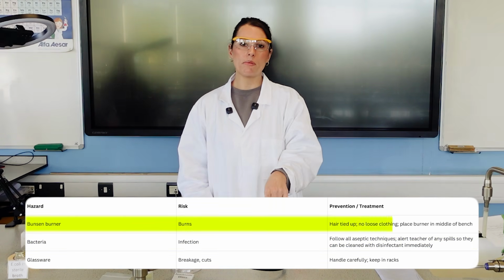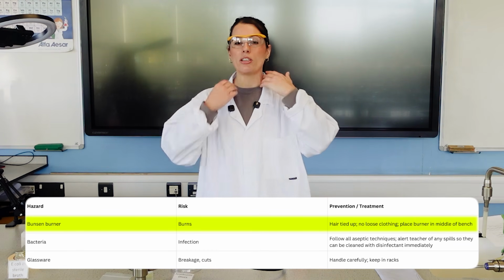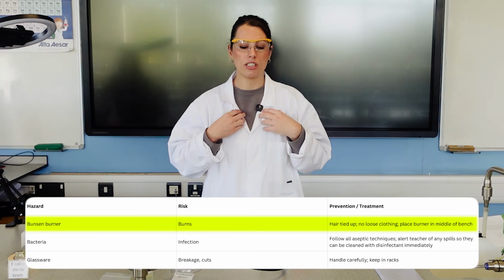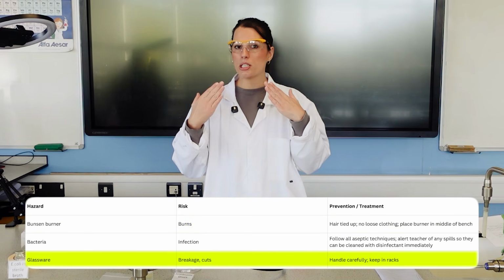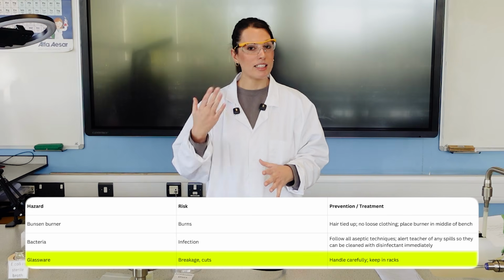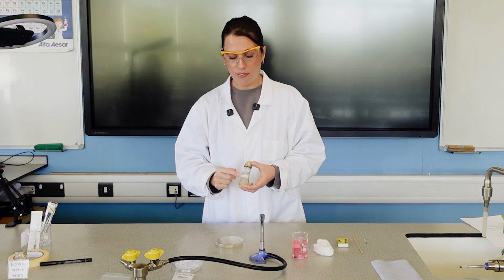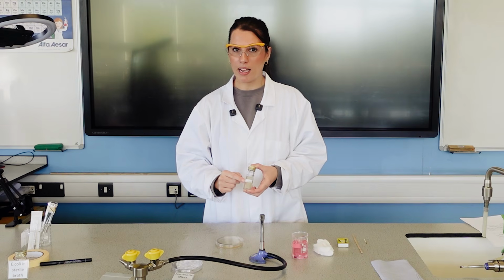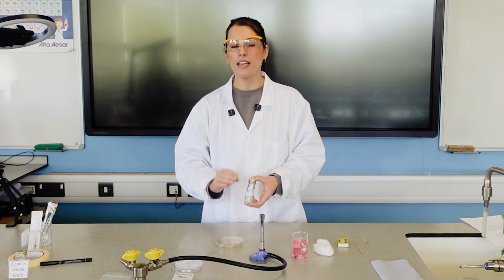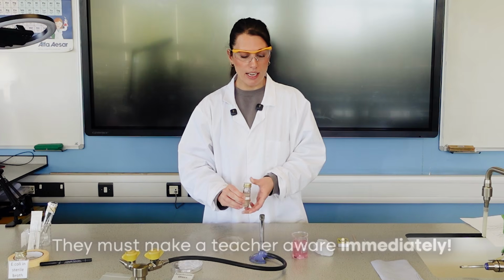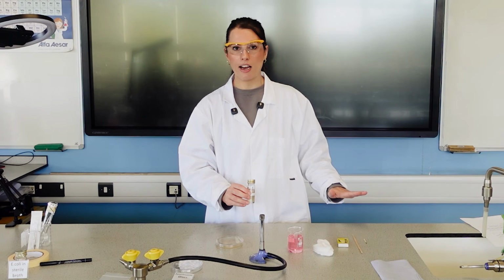Because we're working with a Bunsen burner, we have to be very aware that anyone with longer hair, the hair's tied up and you don't have any loose things that could, as you lean over, dangle into the flame. Also wearing goggles just to protect my eyes, just in case we get any splashes of E. coli. And then the big one, we are using a safe strain of E. coli. It's non-pathogenic, but also if a student does spill any E. coli, they must make a teacher aware immediately, because we'll need to soak that area with disinfectant and the teacher will need to clean it up safely.